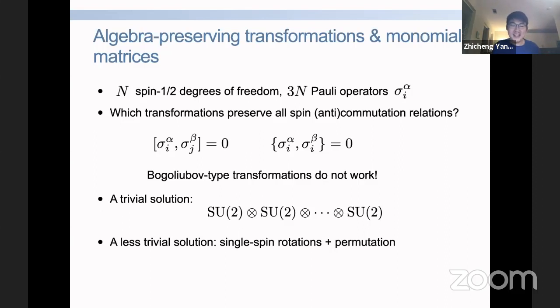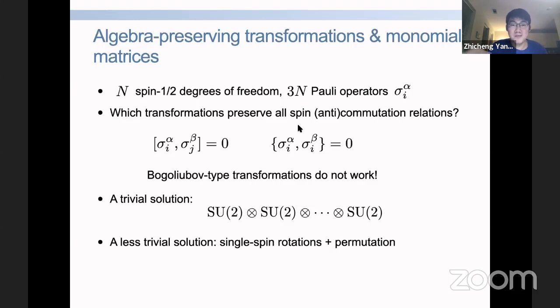So we start by asking a simpler question. Suppose I have n spin 1/2 degrees of freedom, meaning that I have 3n Pauli operators sigma_i^alpha, where alpha denotes x, y, and z. So which transformations preserve all the spin commutation and anti-commutation relations? I mean, this is probably an old problem that you remember from back in the days. Of course, for bosons and fermions, we know the answer: you can just do a Bogoliubov transformation, a unitary transformation on the creation and annihilation operators that preserves the algebra.